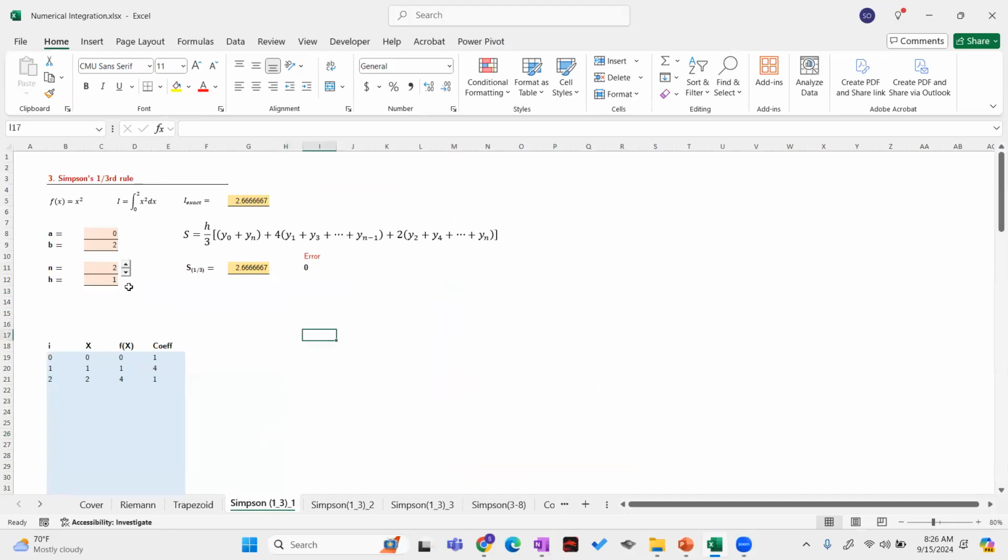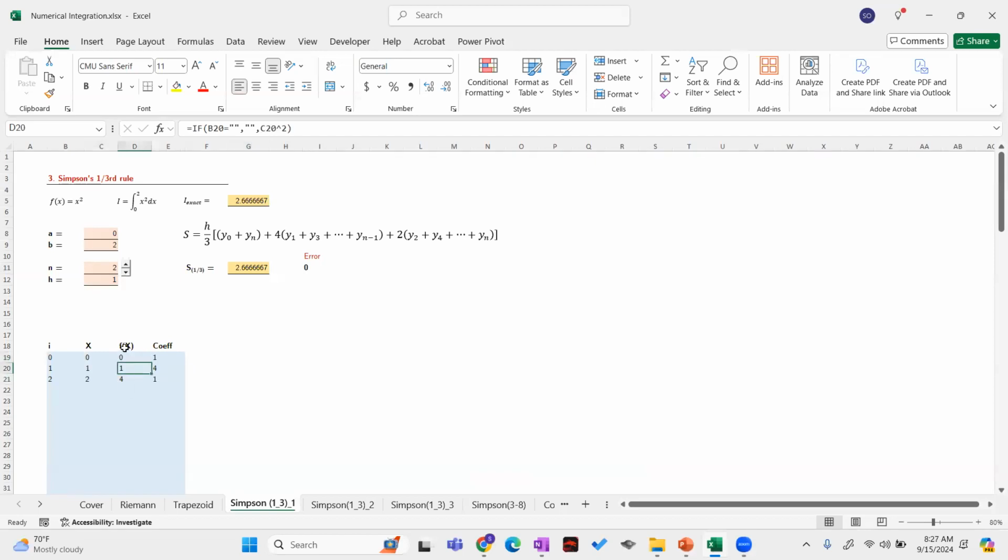Simpson's one-third rule, same integral x squared dx. This is the exact value. This is our formula: h by 3 times first height plus last height. They receive a weight of 1. All the odd places receive a weight of 4. All the even places receive a weight of 2. So the basic scheme is very simple. I only have n equal to 2, so 2 segments. x goes from 0 to 1, then x goes from 1 to 2, right?